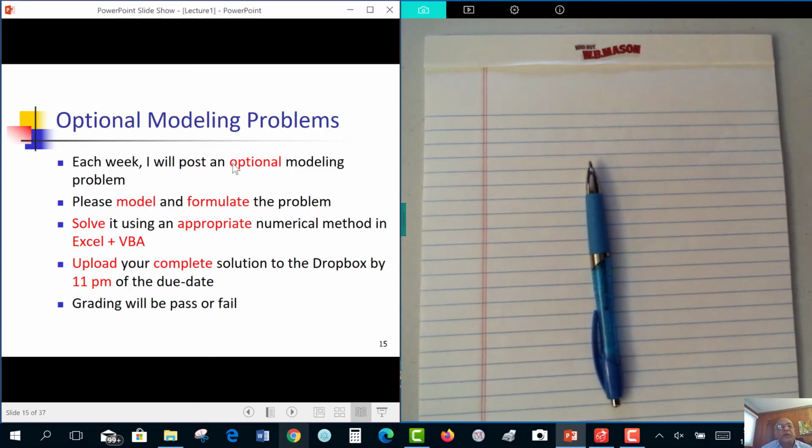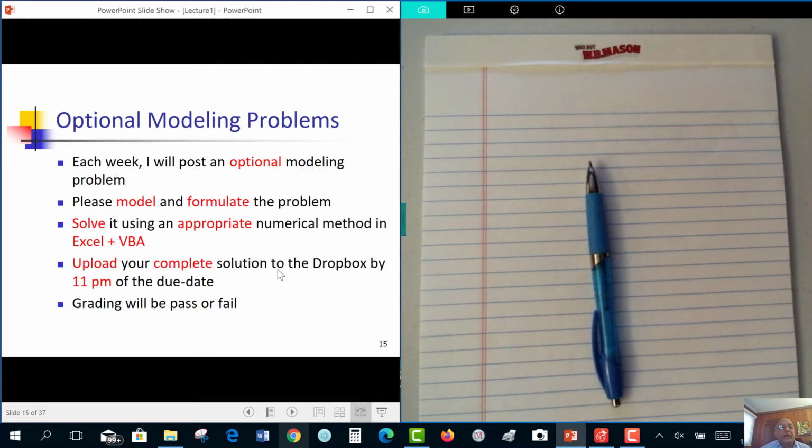It's optional. You don't need to work on it, but you may see how this course applies to engineering problems. Please model and formulate the problem. Suppose you do a derivation, capture that derivation, figures and all, in an image that you can include as a separate worksheet in your Excel submission. You can use the Excel spreadsheet that you have developed for that week's lab and solve this optional modeling problem.